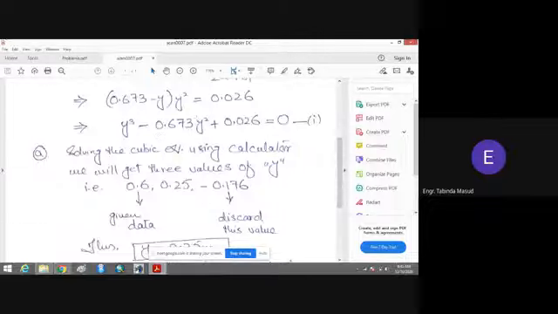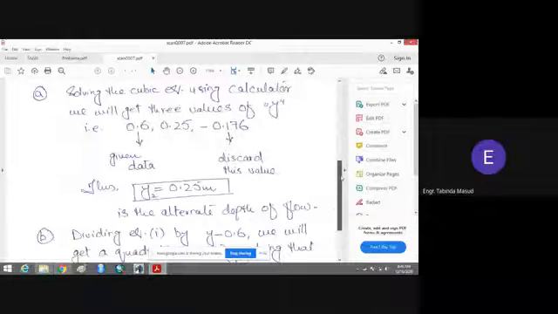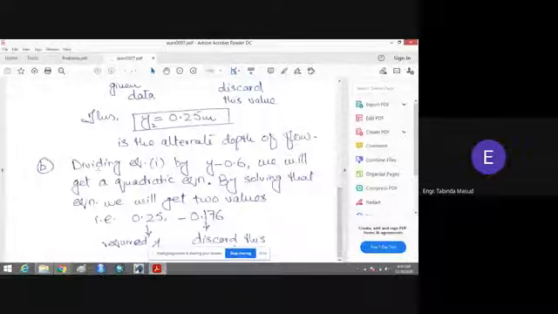The second method is this: the given value was 0.6. So you can divide this whole equation number 1 by y minus 0.6. We know that y is equal to 0.6, so y minus 0.6 is equal to 0, and you can divide this whole equation by y minus 0.6. Here I have already written that dividing equation 1 by y minus 0.6, we will get a quadratic equation. By solving the quadratic equation, you will get two values. You will discard the negative value and the remaining value will be the alternate depth of the flow.